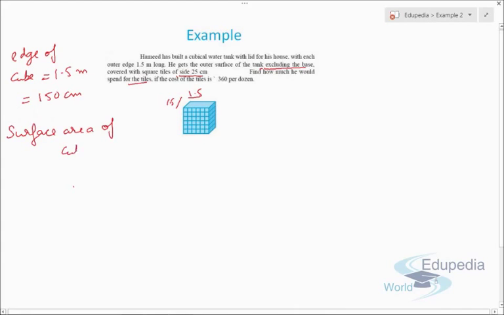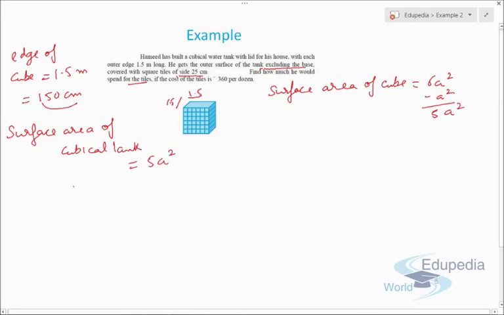So we need to find the surface area of the cubical tank. Now in this cubical tank only 5 parts are covered. However, the surface area of a cube is always 6a square. However, here we are covering only 5 parts. We need to take away 1 part, so we are left with 5a square. So we can write that the surface area of the cubical tank will be 5a square. Now we have 150 as a side, so we can write it as 5 into 150 into 150 centimeter square, right?